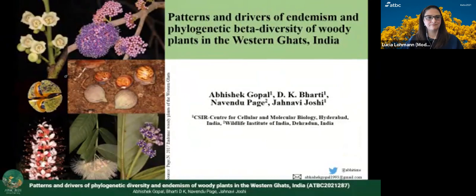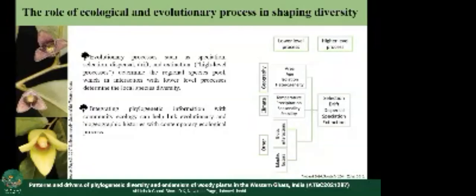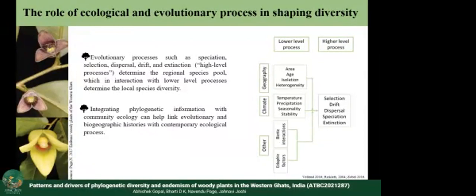Ecological and evolutionary history influenced by geological and climatic factors play an important role in structuring the patterns of regional and local community assembly. While the ecological processes that govern the patterns of community assembly are well understood, the role of evolutionary history in driving these patterns, while acknowledged, is limited. Integrating phylogenetic information with community ecology can help link evolutionary and biogeographic histories with contemporary ecological processes. Examining the phylogenetic structure and the patterns of turnover of species across space and time can aid in discerning the relative roles of these processes in shaping the community assembly.